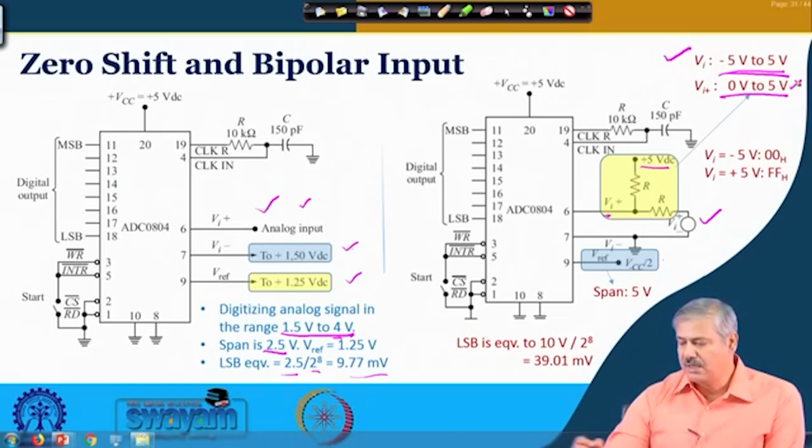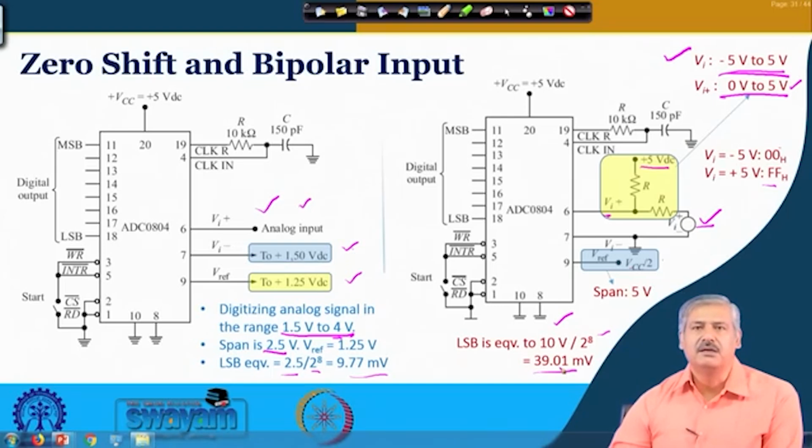So, minus 5 volt will be your 00H and plus 5 volt will be your FF in hex, H means hex. Now, if you look at it from this Vi point of view, the entire range is 10 volt, so 10 volt by 2 to the power 8. So, 39.01 millivolt is the 1 LSB equivalent or the resolution that you get for this particular circuit. Is it okay? So, these are certain important aspects.